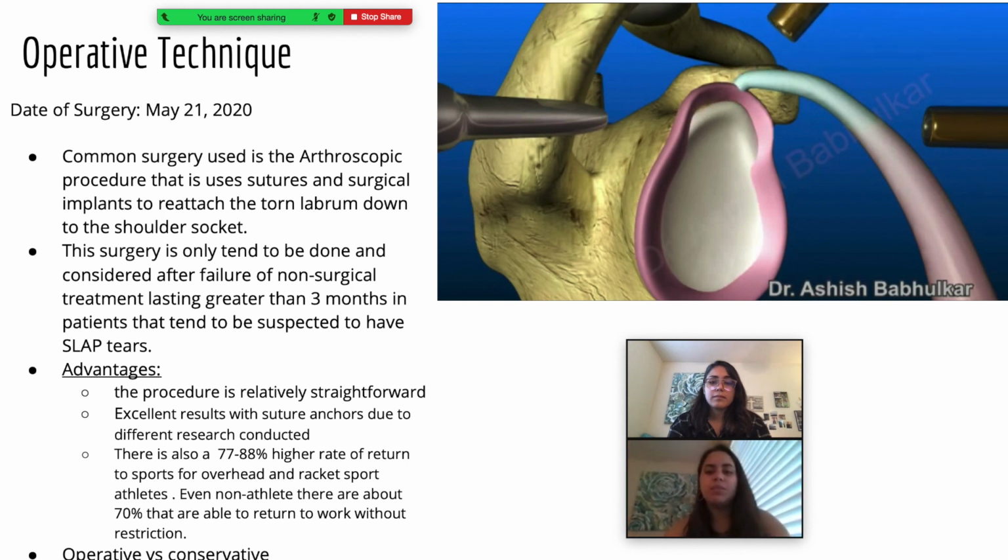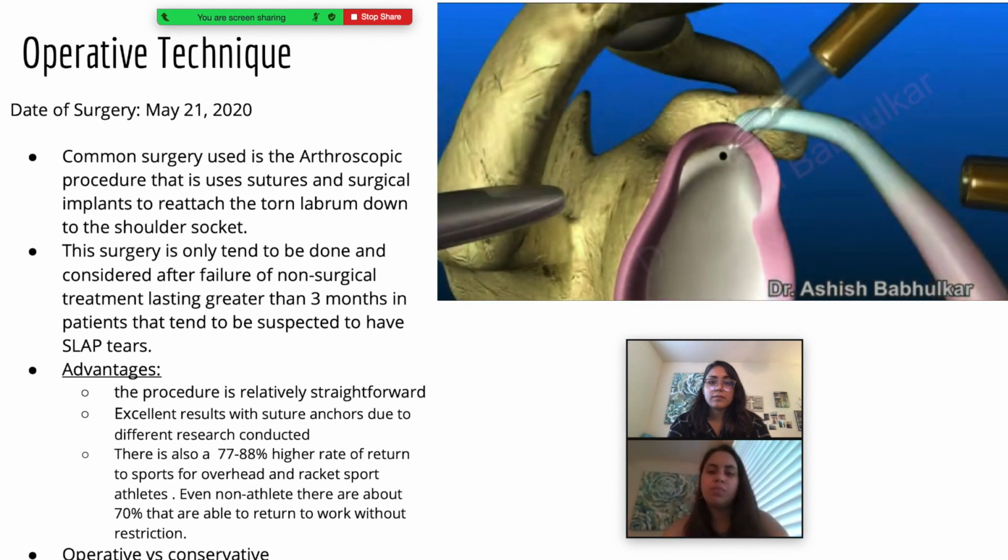The steps are that they're going to identify excessive damage of tissue that is going to be removed. Then a small hole is going to be drilled into the glenoid bone where the labrum has torn away from the socket. Then an anchor is going to be placed into this hole, and attached to the anchor is a strong suture. The suture is going to be used to tie the torn labrum against the bone, and additional anchors are placed as needed to secure the torn labrum.